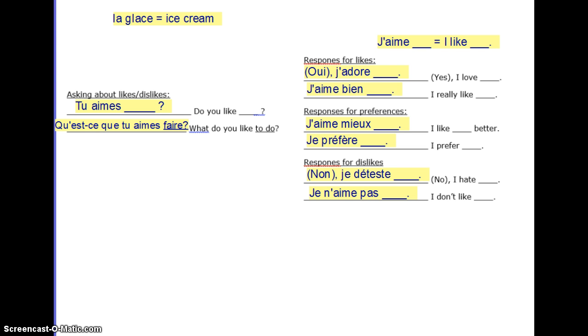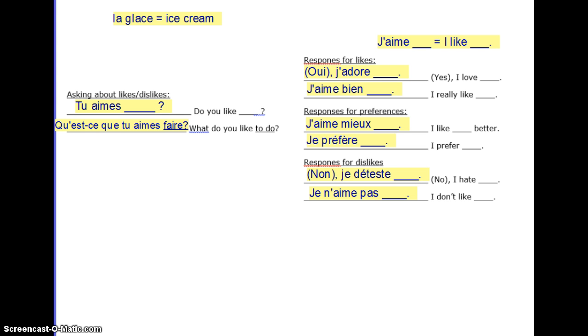Another way of saying the same thing is to say that you prefer it, so you can say, je préfère les frites. And if by chance somebody asks you tu aimes la glace and you do not like ice cream, first of all, you could just say non. Or you could elaborate by saying je déteste la glace, which means I hate or detest ice cream.